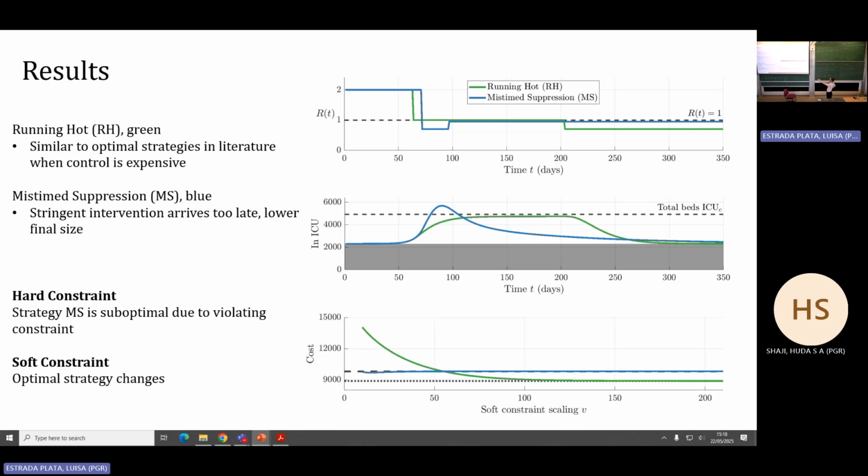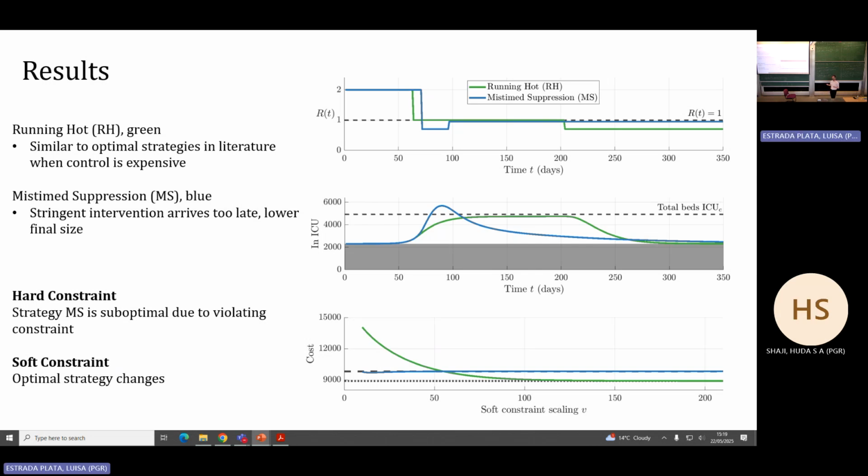So this green strategy is the running hot strategy, like in the literature: you act to bring R to 1 just before you exceed capacity. You don't exceed capacity, it's safe according to the hard constraint, and then you relax. Then with this mistimed suppression strategy, we're bringing in an intervention a little bit too late, but ultimately it's going to suppress any further outbreak growth. And on average, it's going to have a lower number of total ICU admissions.